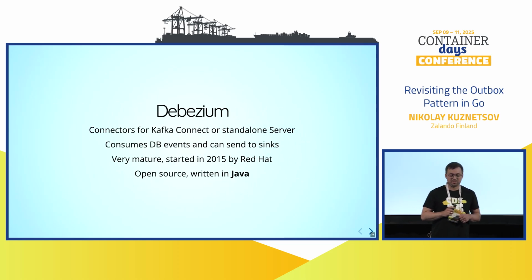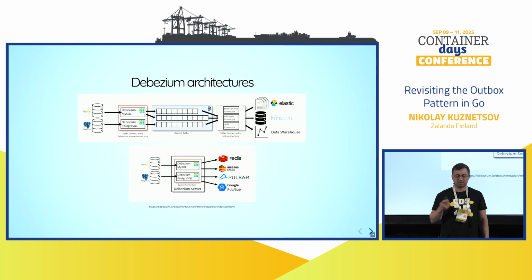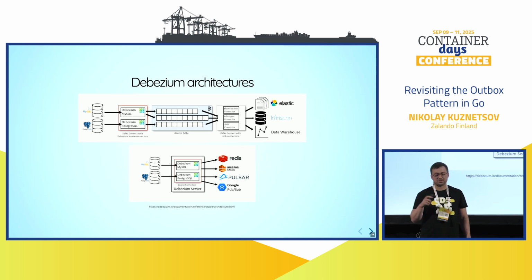Let's start with Debezium. It comes in two flavors, either connectors for Kafka Connect or a standalone server, which can be run in a Docker container. You can configure it to connect to a database, Postgres or MySQL, doesn't matter. Then it reads those outbox messages and sends them to the configured sink like Kafka or something. So it's a very mature product. It was started like a decade ago by Red Hat. It's open source and written in Java. So it's very mature, and this is the architecture.